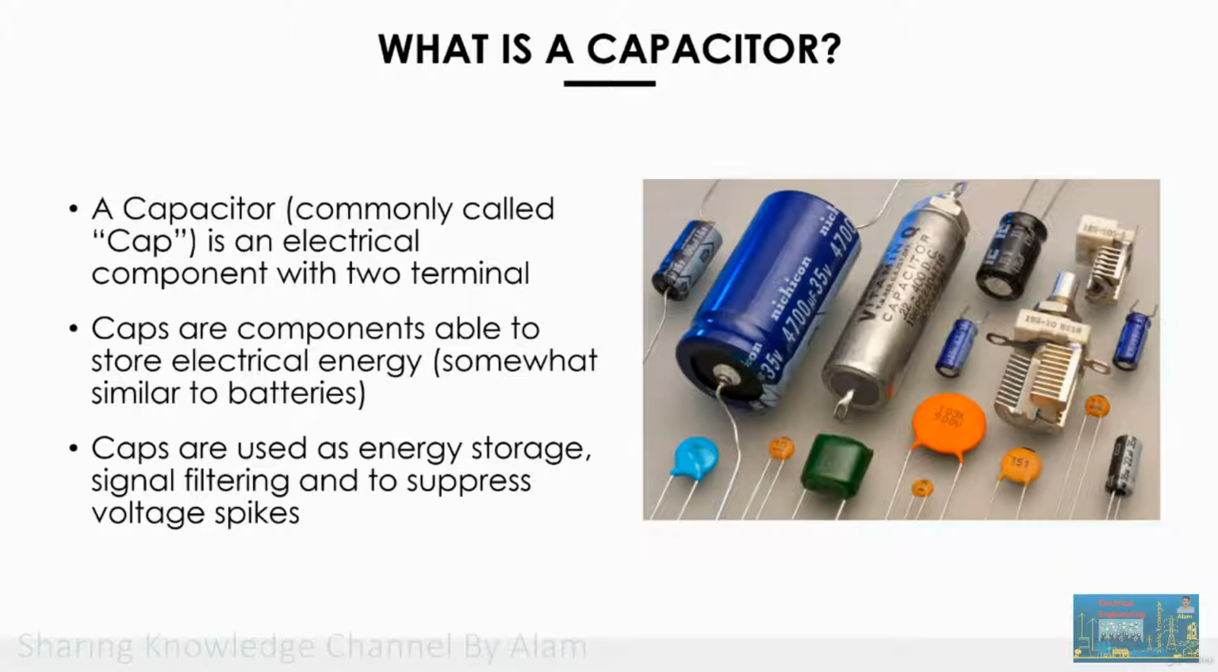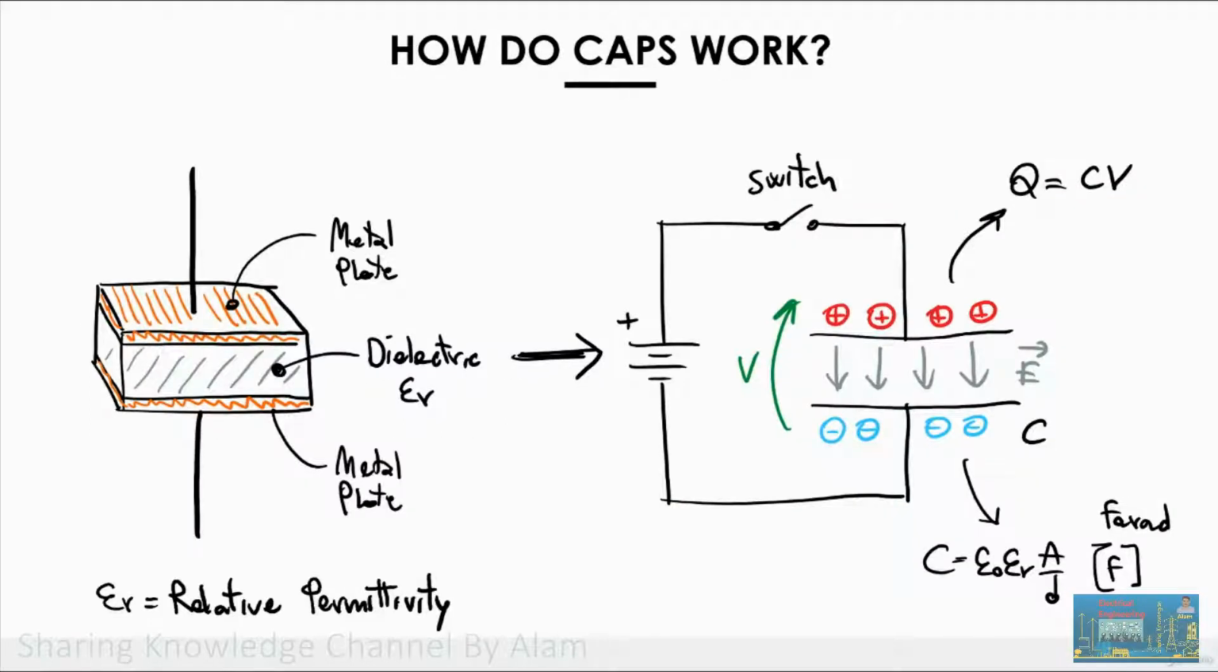Capacitors are used as energy storage. They're used for signal filtering and also to suppress voltage spikes. In this lesson, we are going to discover how capacitors are made, what the fundamental structure is, and how they work.